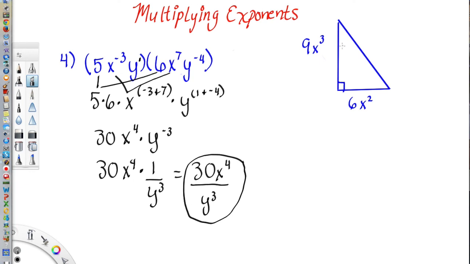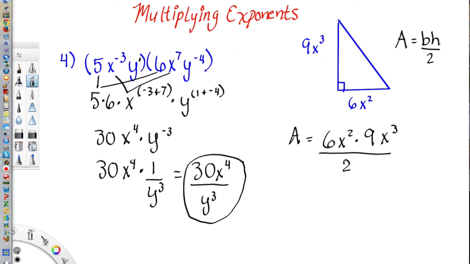Now, this is a nice problem. We're going to bring in a little geometry. Hopefully you remember your area formula. I know that area for a triangle is equal to base times height divided by 2. Now you may have learned 1/2 times base times height, I just like writing it like that. So my base is 6x to the second power, my height is 9x to the third power, and then I divide all that by 2.